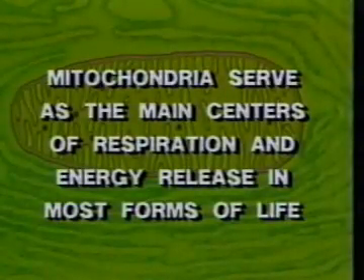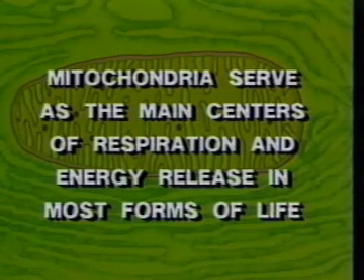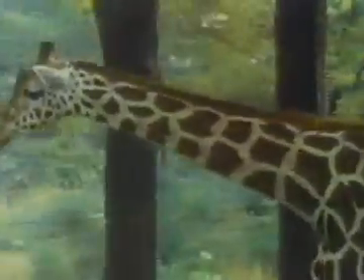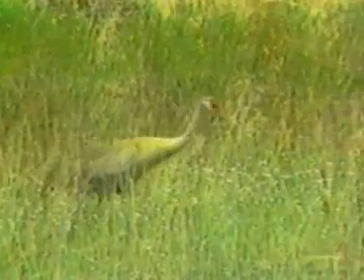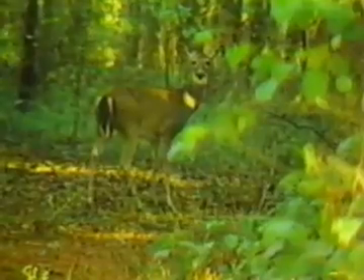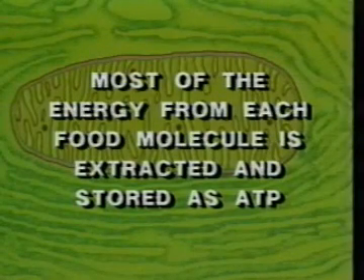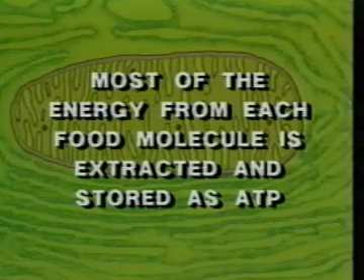Mitochondria are the main centers of respiration and energy release in most life forms now in existence. They are found scattered in large numbers throughout the cytoplasm of the vast majority of cells in both plants and animals. In the mitochondria, the material from glycolysis breaks down further, and most of the energy is extracted and stored as ATP.